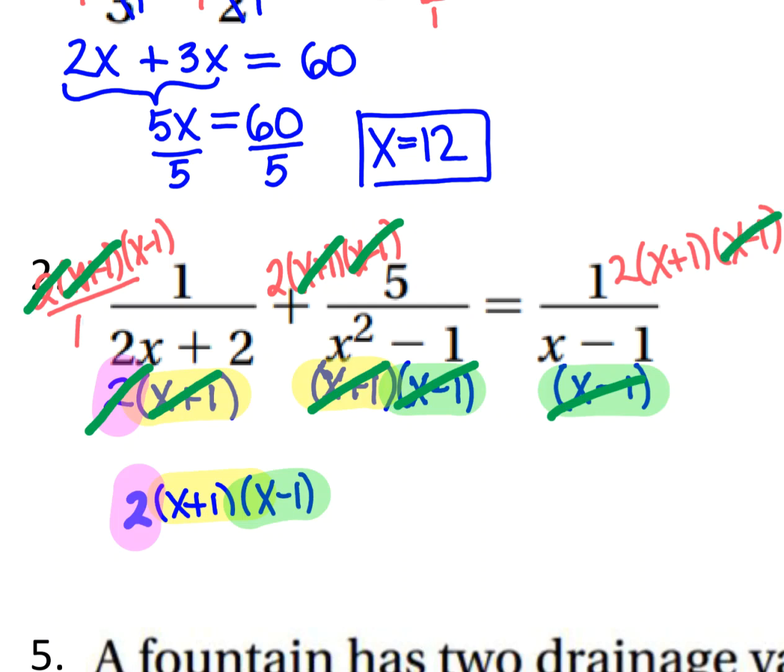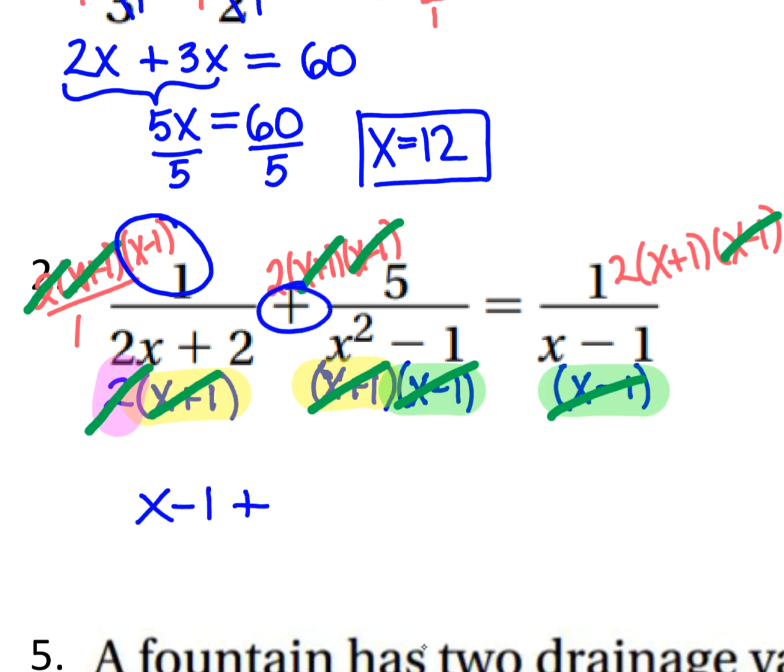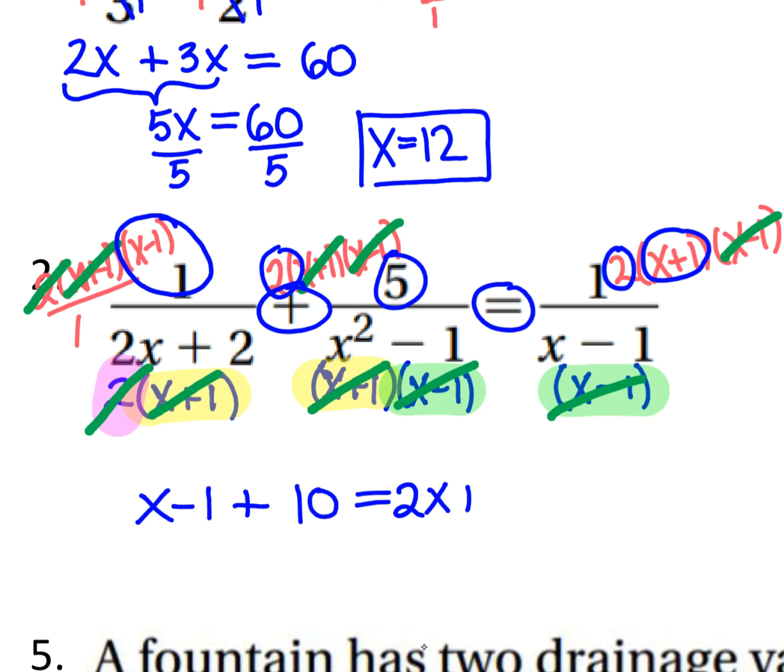Okay, going to erase this so I can have some more room here. Okay, so what do I have left? There's no denominators. They all canceled. On the numerator, I have 1 times x minus 1, which is just x minus 1. Bring the plus down. Next, I have a 2 times a 5. That's just 10. Now the equals. Okay, I've got a 2 and an x plus 1. Okay, that's 2x plus 2.